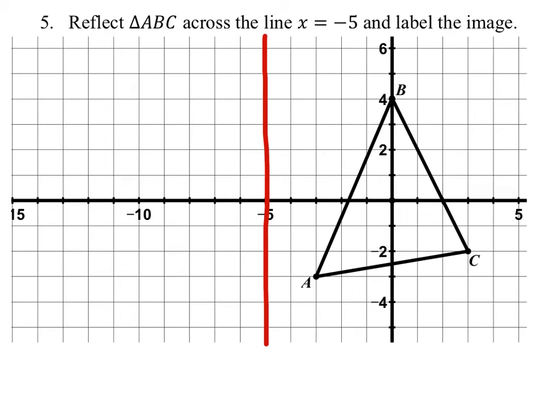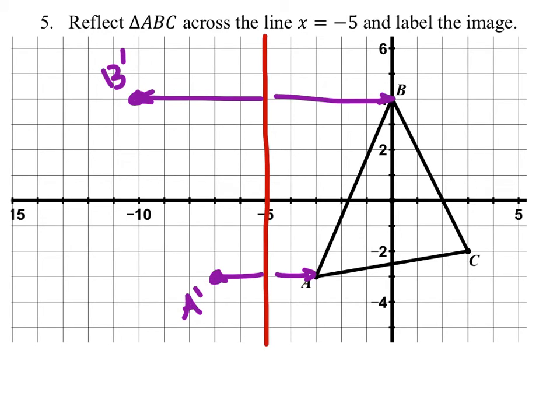Alright, here we go. So we have B, which is exactly 5 units away to the right of that line of reflection. So we need to go 5 units to the left, and that would give us B prime. A is 2 units away to the right, so A prime will be 2 units to the left.